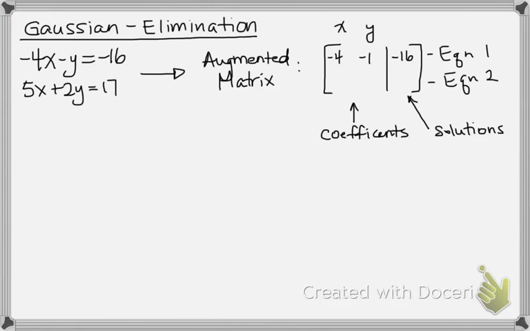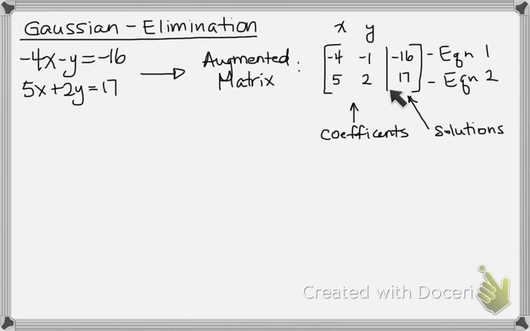Negative 16. Yep, so you have to make sure before you start putting in an augmented form, if it's not already in x, y, equals solution form, you need to rearrange it so that it is. So basically you want to put it in the same exact form that you would to do elimination rather than substitution. What would my bottom row look like? What numbers would go across? 5 and 17. Very good. 5 and 2 and then 17.